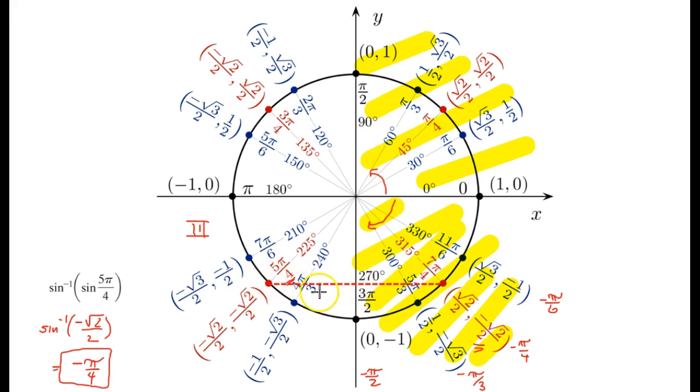Again, why am I going horizontal? To preserve the y-coordinate. Everything on that horizontal line has negative square root of 2 over 2 as its y-coordinate, so this point over here will as well. That has this angle, but this negative angle. And it's important that we get the negative angle right, because that's how arctangent is defined.